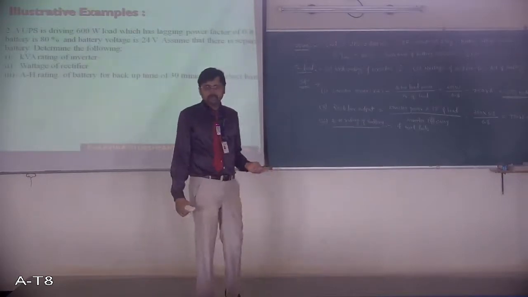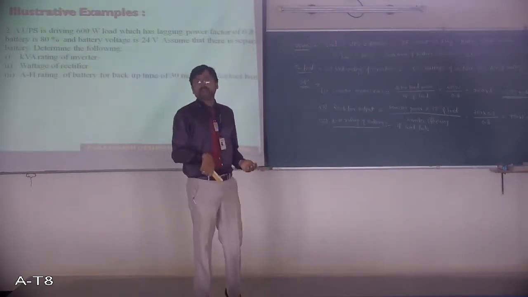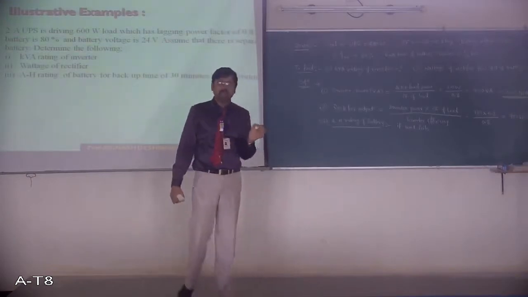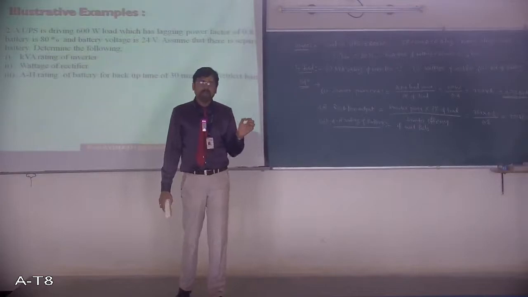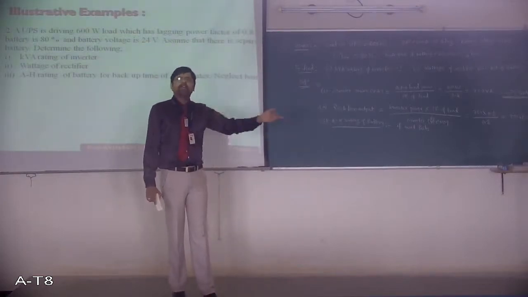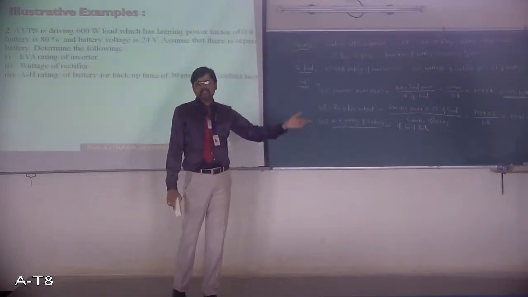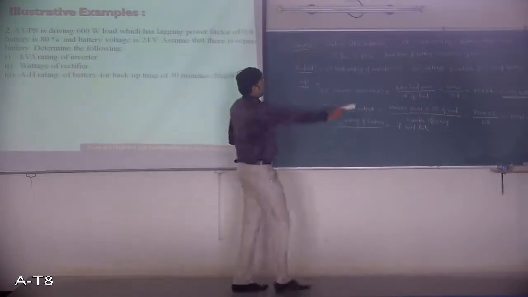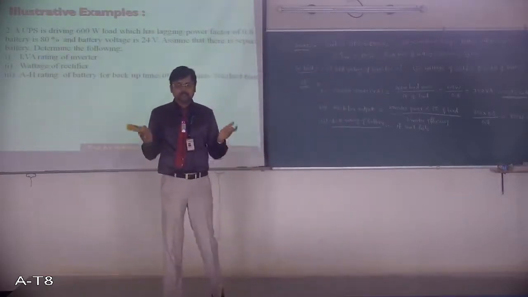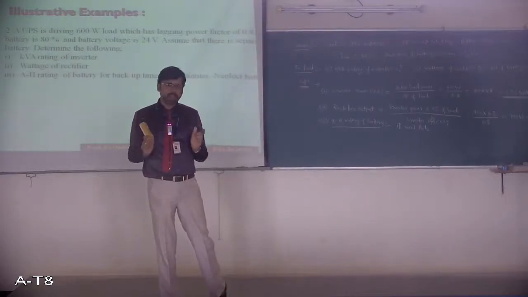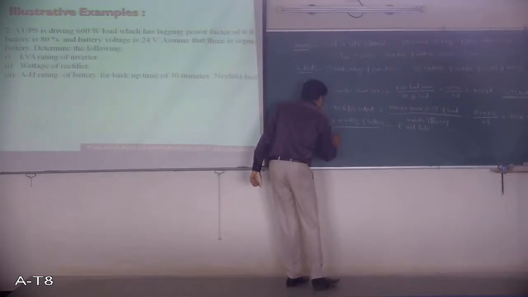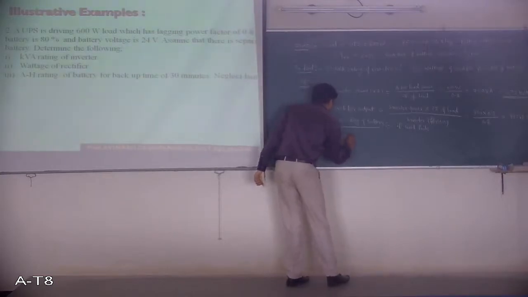But if I want to determine the ampere hour rating, I should know the current, because battery capacity is expressed in terms of ampere hour. You know that is current multiplied by time. Very simple it is. So if I can determine how much current the battery is going to supply, and I know the backup time, I can calculate the ampere hour rating or capacity of the battery. So first you have to calculate the current supplied by the battery.